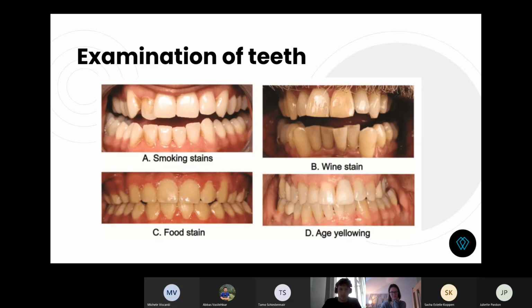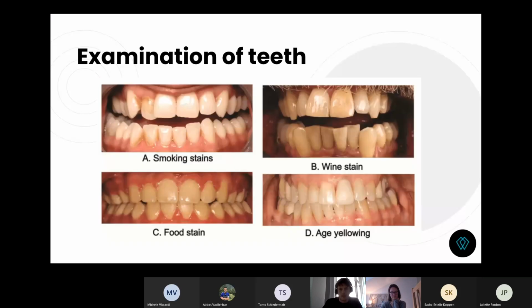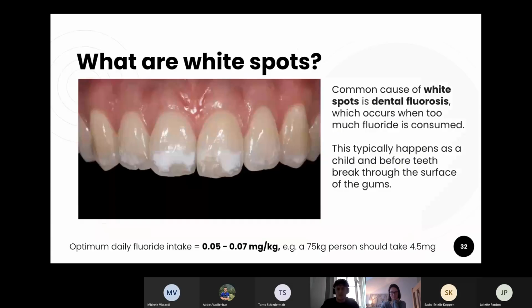Next slide. Here are some examples of stains. From smoking, wine, from food, age yellowing. Teeth usually get more yellow during higher age. And here it only shows the lingual surfaces, but obviously you have a lot of discoloration in the fissures of the molars, which can easily be confused with caries. So just use your probe, don't only use your eyes, and you'll usually see the difference or feel the difference.